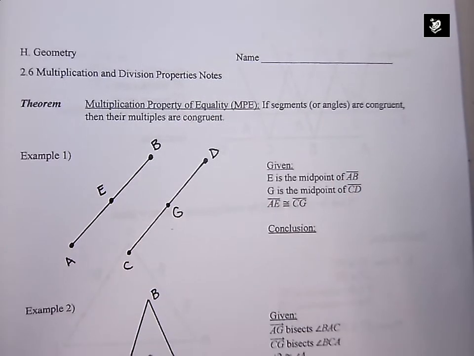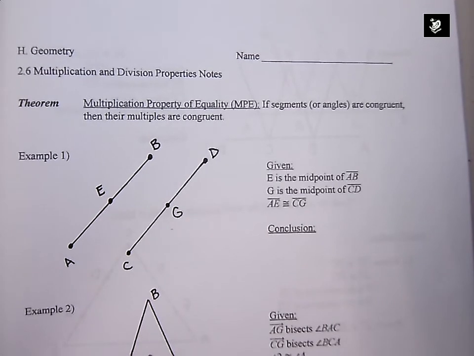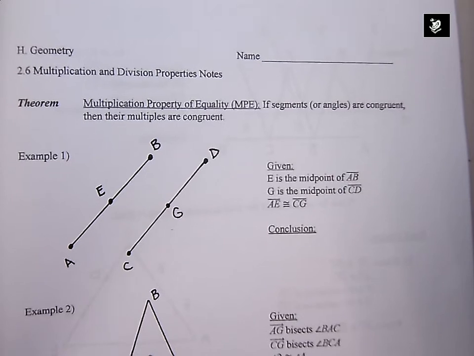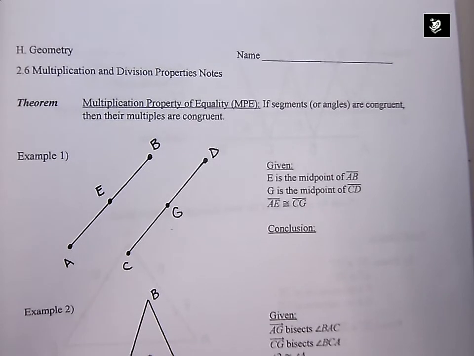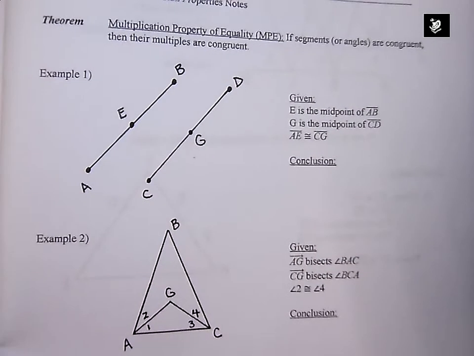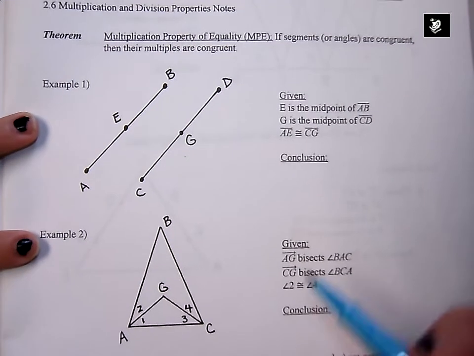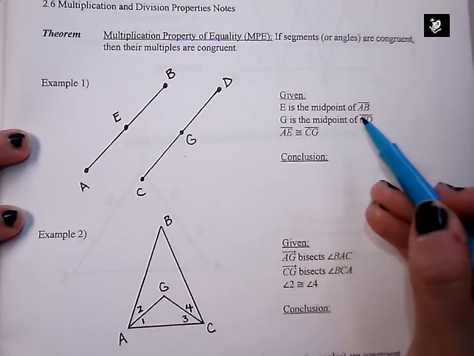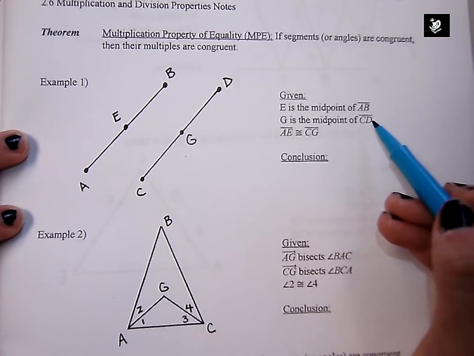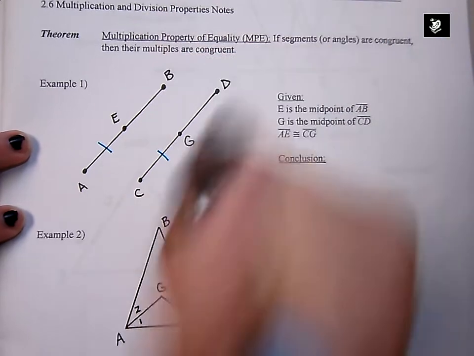So we have this multiplication property of equality, and we're going to abbreviate that to MPE. MPE says that if segments or angles are congruent, then their multiples are congruent. So let's go through some examples of what that really means so we could see it a little bit more visually. For the first example, we are told that E is the midpoint of AB, G is the midpoint of CD, and that AE is congruent to CG.